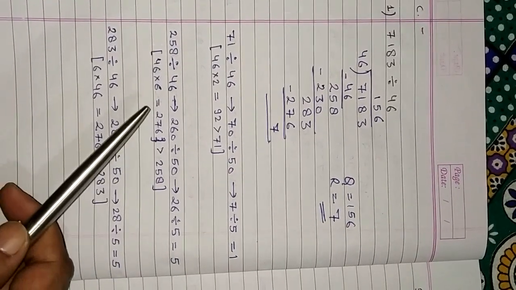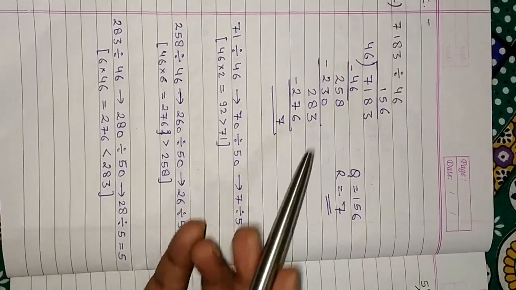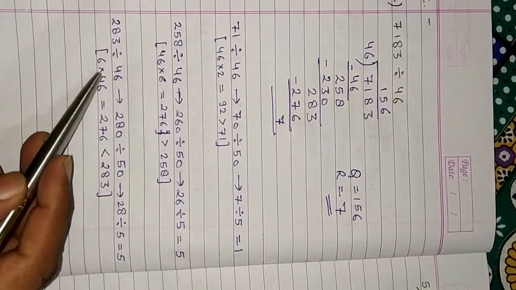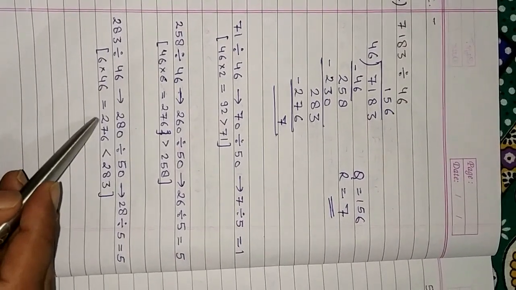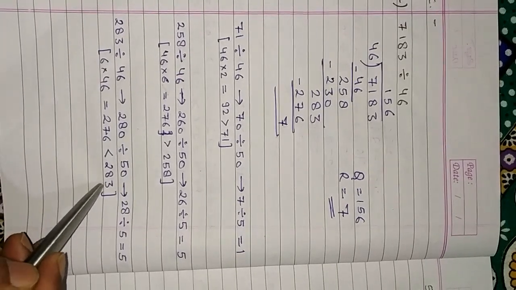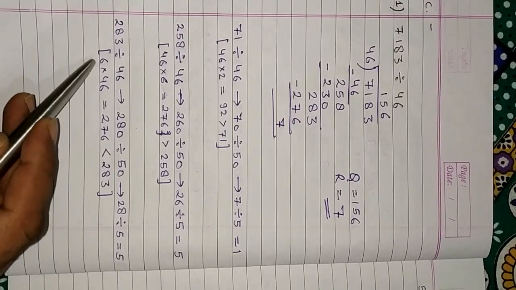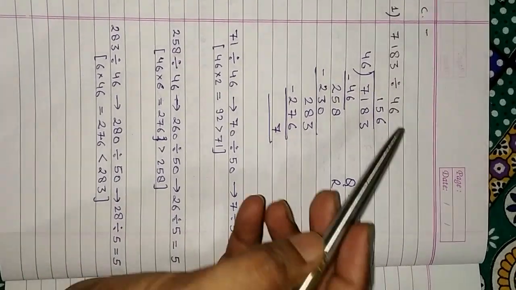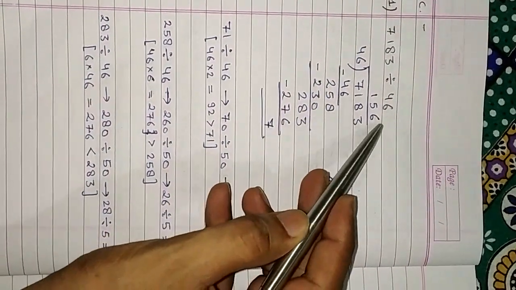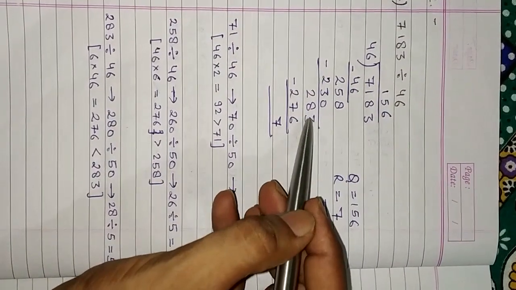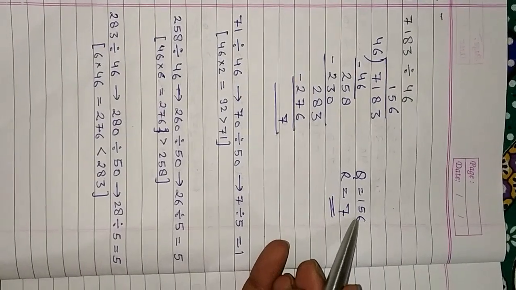Now we know the product of 46 into 5 is 230, but check for 6, a number greater than 5. 6 into 46 is 276, which is smaller than 283. Okay, so we will divide with 6. 46 into 6 is 276. When we subtract, we get 7 as remainder and the quotient is 156.